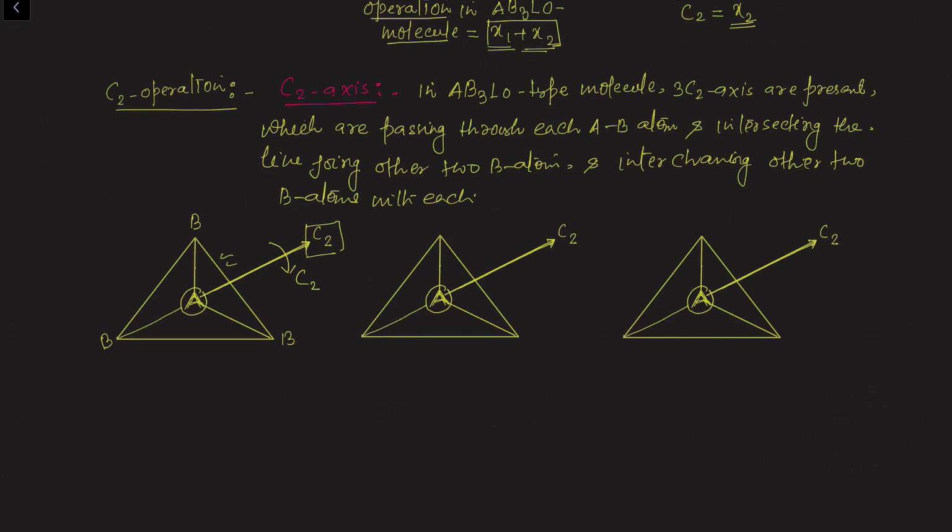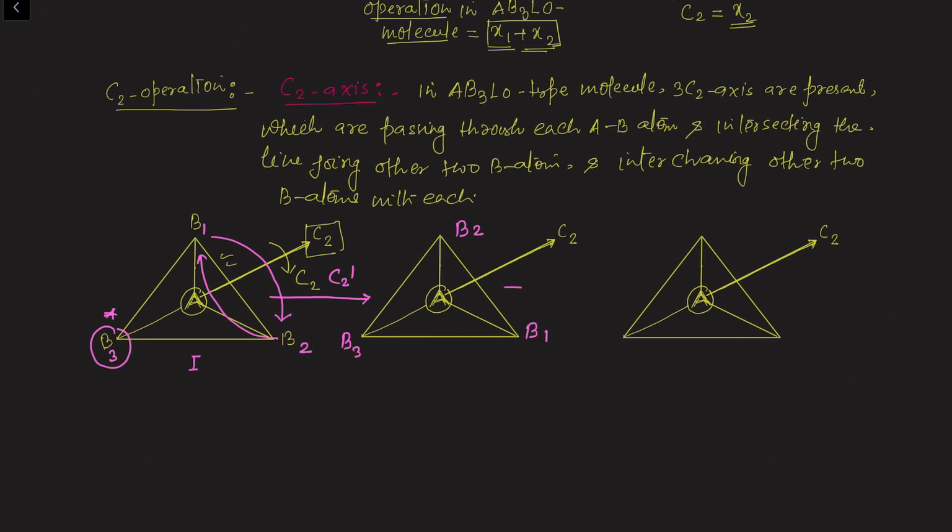For our understanding, let me mark it first. This is B1, B2, B3. Now first perform this C2 operation the first time. So this is C2 the first time. What will happen? The B3 position will not change because the C2 axis contains the B atom and the A atom. So A and B3 positions will not change. What will change? B1 will change its position with B2 and B2 will change its position with B1. So what is the new configuration of this molecule after performing this C2 operation the first time? Here B1 will come, and here B2 will come, and B3 will be as it is.